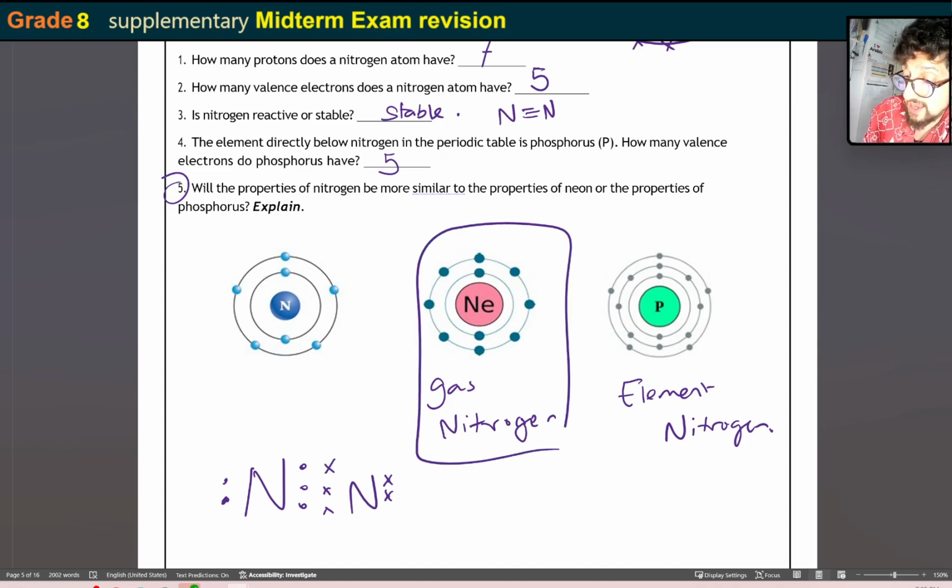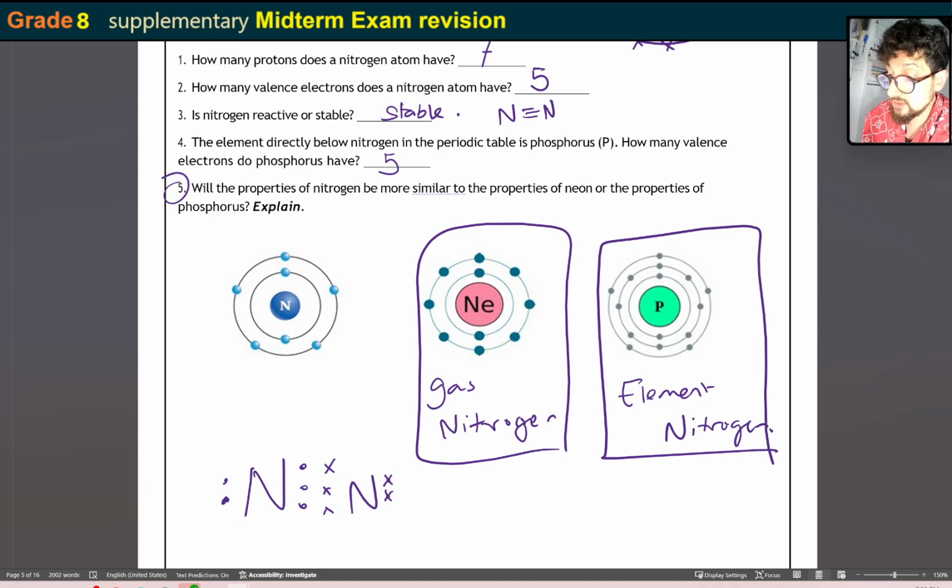Nitrogen gas acts like neon, but the element nitrogen acts like phosphorus, which is in the same group, because things in the same group have the same properties. So I'm going to assume that it's talking about the element nitrogen. The properties of nitrogen be similar to those properties of neon or properties of phosphorus. I'm going to assume that it's talking about phosphorus because it's got the same number of valence electrons.